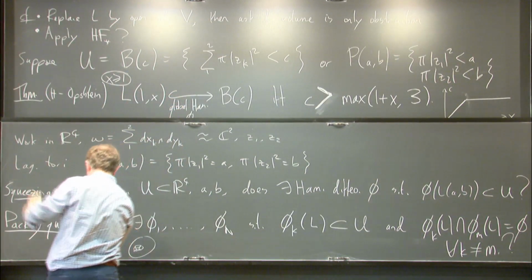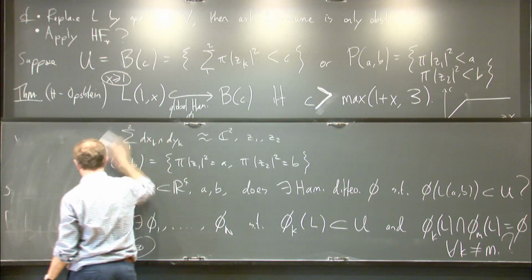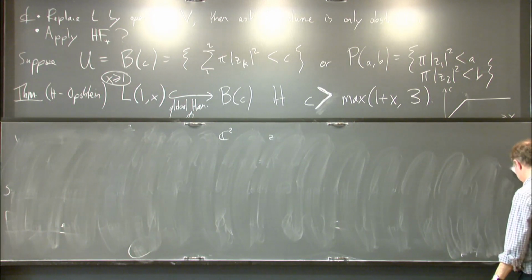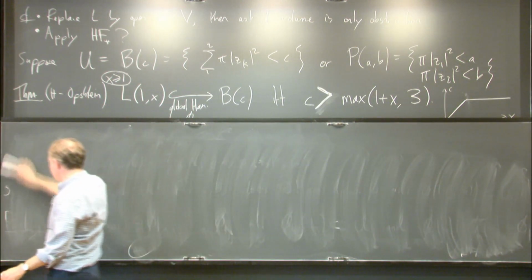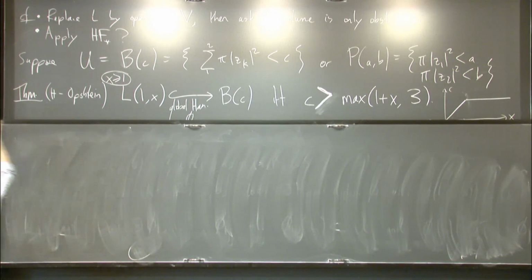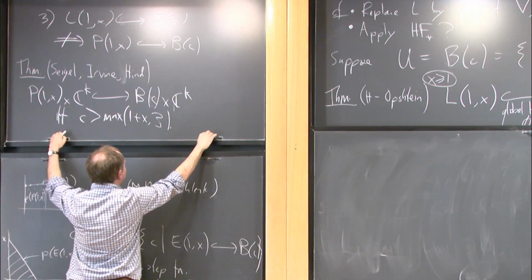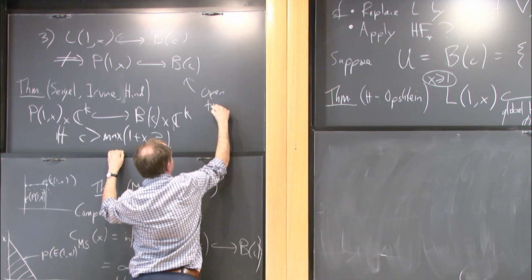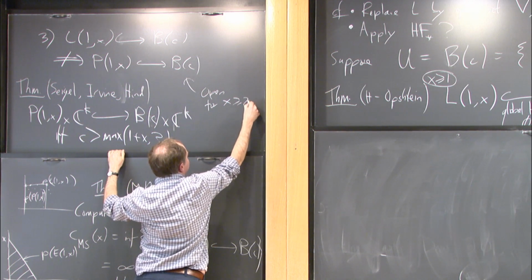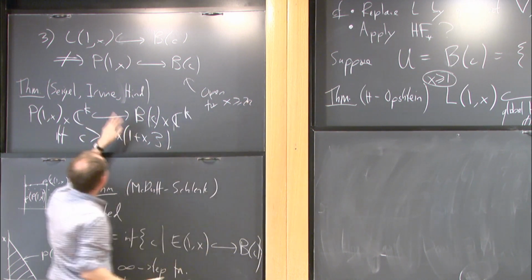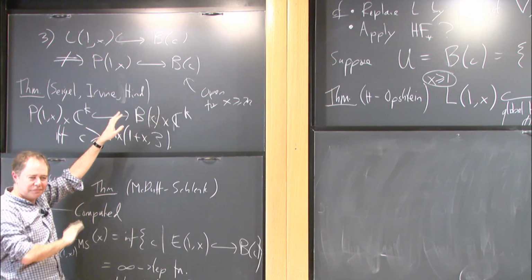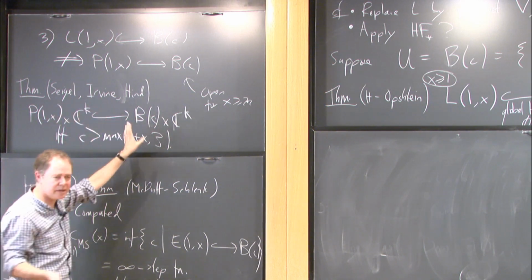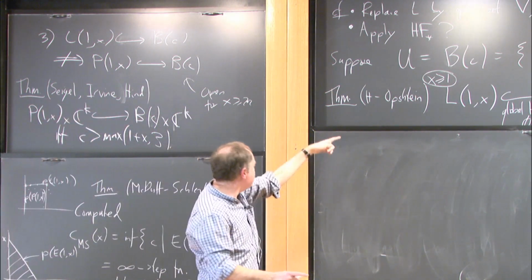Anyway, there's a similar answer for polydisks. By the way, this question is open as well, at least for x bigger than 2.2 something. It's unknown when a polydisk embeds in a ball. So we know the stabilized case, but we don't know the basic one. But Lagrangians I know.